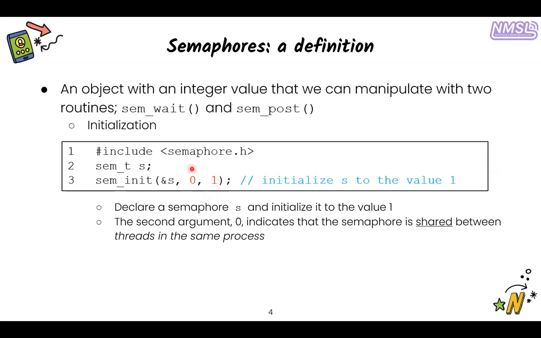Now the second argument here, 0. Through our course, this will always be 0. Not in all cases is this 0, but within our scope, this will always be 0, which means the semaphore is shared between threads in the same process. Okay, so this one will be 0 for us, and the value of 1 is very important, as we'll see.